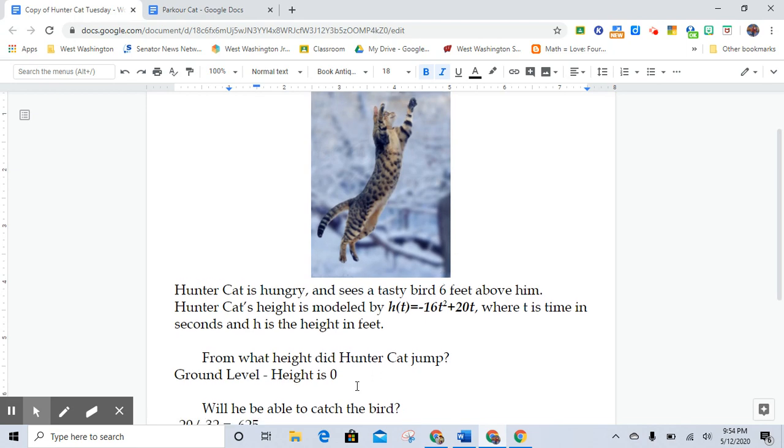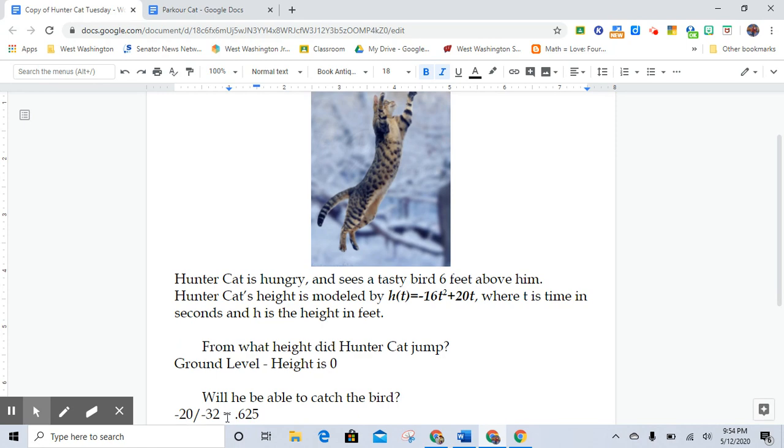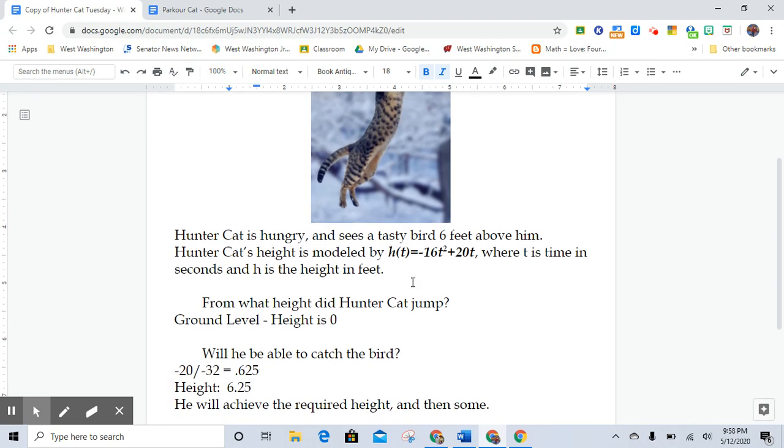So I went ahead and did negative b over 2a, got 0.625, so this is the time. And I plugged that back in to the t value here, and I got out that he would reach a height of 6.25 feet. So he will achieve the required height and then some.